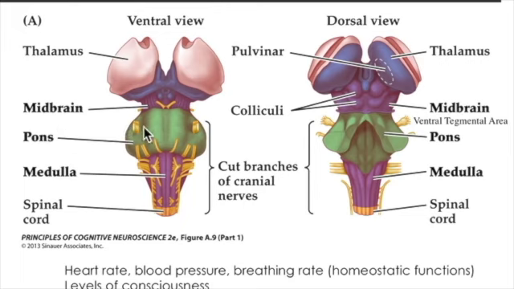You don't need to memorize every single word in these atlas type pictures, but what you do need to know is a little bit about the function of the human brainstem in general. What's important to know is that the human brainstem is crucial for maintaining heart rate, blood pressure, and breathing rate, basically your homeostatic functions, the functions that enable you to stay alive.